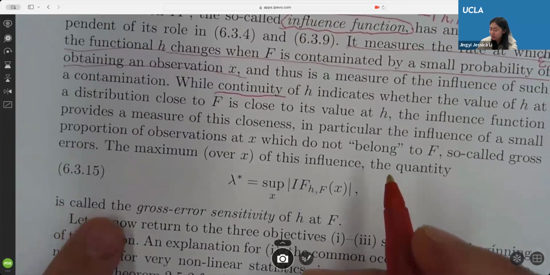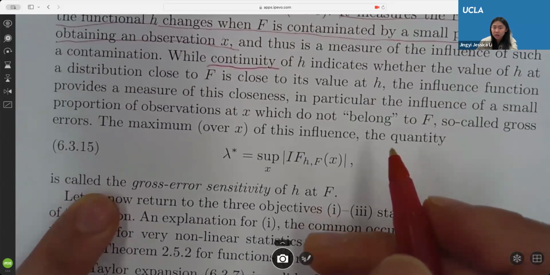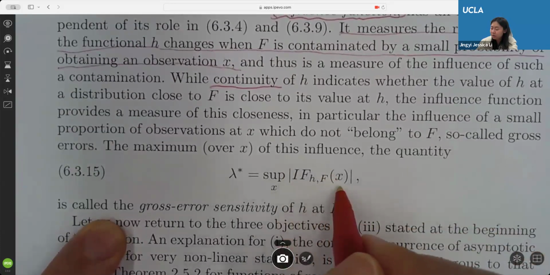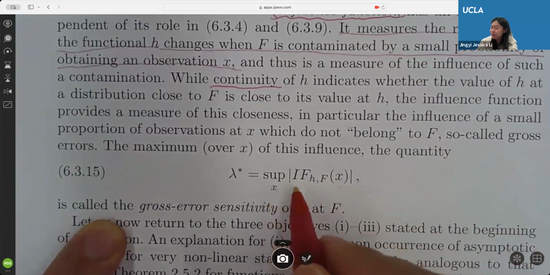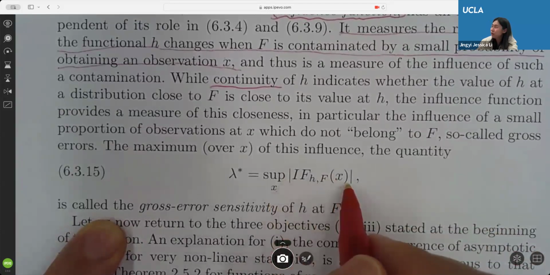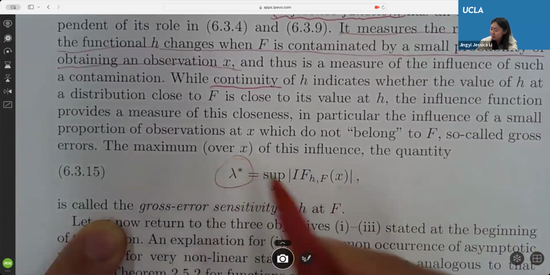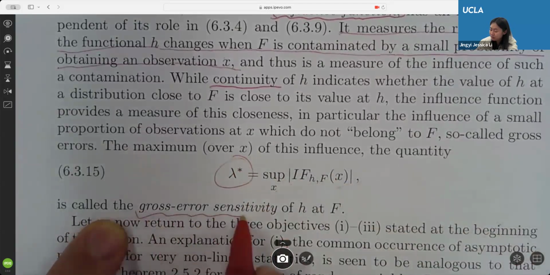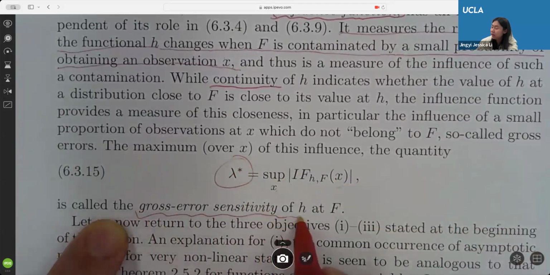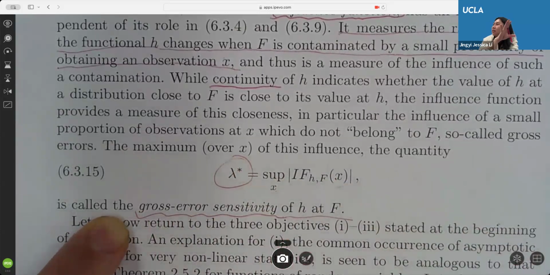So this is another thing people denote. That is, if you look at all the possible x values, you pick the maximum absolute influence function value. Call that lambda star. And this is called the gross error sensitivity of H at F. So this is the worst case scenario, right? Worst case scenario, how much H is affected.